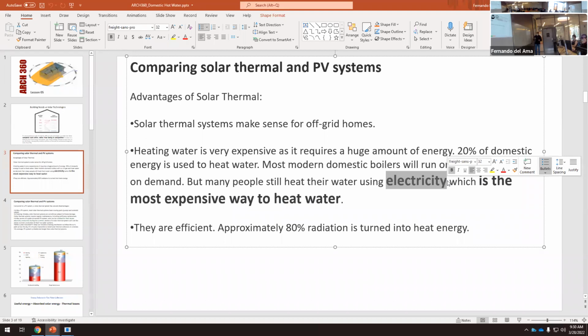But using electricity from the grid to generate domestic hot water is the worst thing we can do. Okay? So that's it.